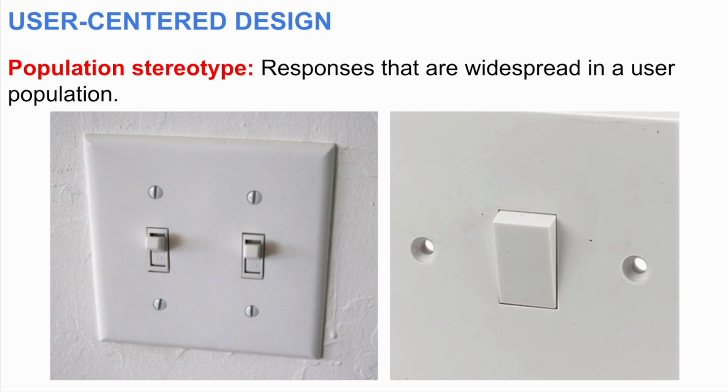We have population stereotypes, so responses that are widespread in a user population. So this is just a quick example. In the United States and Canada, this is on. So when the light switch is up, this is on. But in the UK, a light switch is on when it's pushed down. So these are user stereotypes. A stereotype of a product from the UK would involve the switch being pushed down, and then the opposite would be true for a product that is for the US.